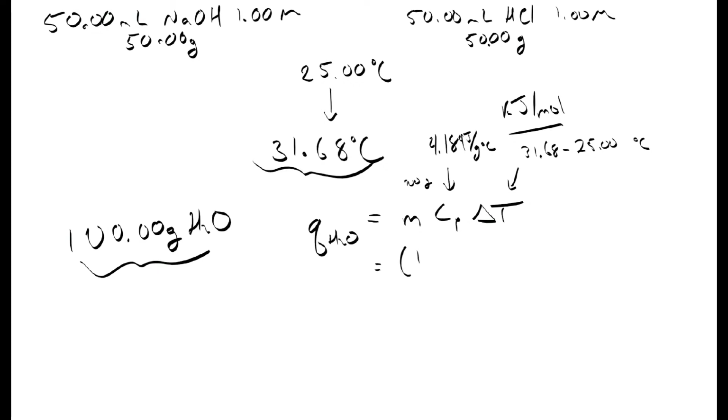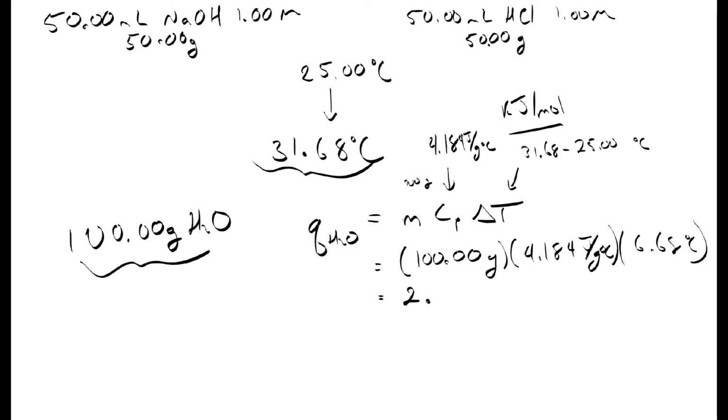So let me write it out a little bit more clearly. Put those in the back. 100 grams, 4.184 joules per gram degree Celsius, and 6.68 degrees Celsius. You multiply those out, and what do you get? That's 2.80 kilojoules.